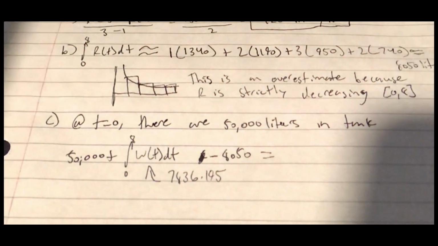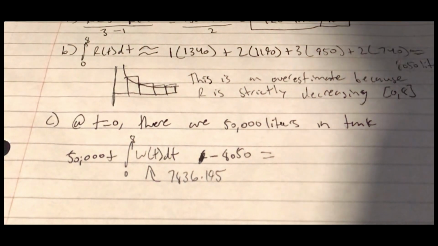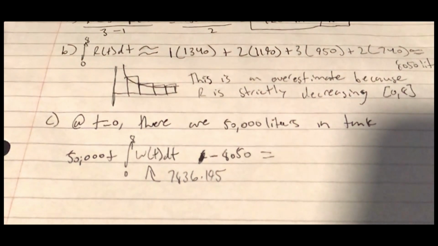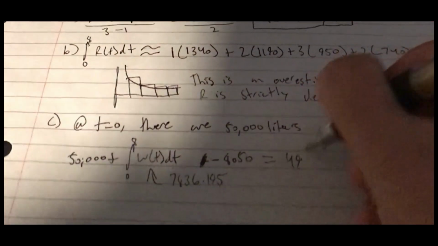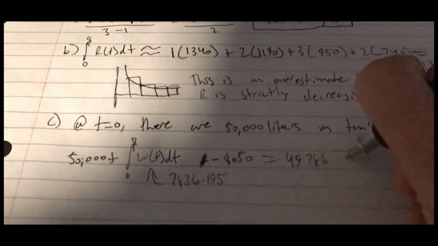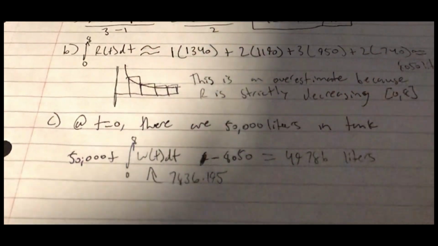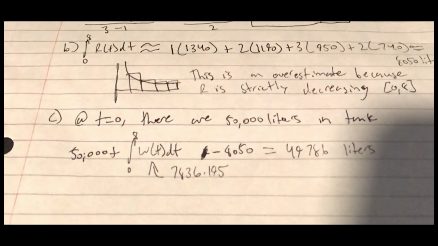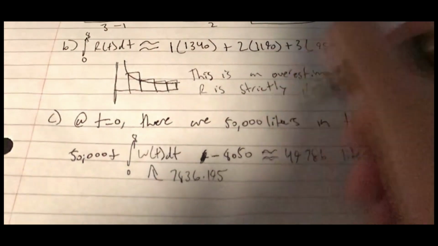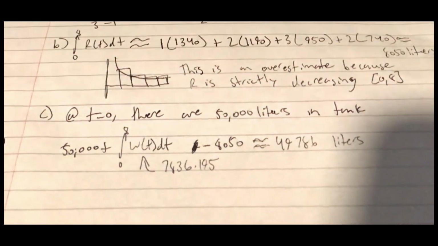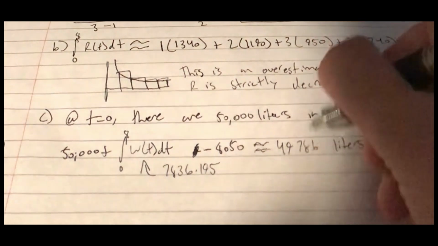49,786. And what does it ask us to go to? It says to the nearest liter. So I got 49,786.19, so we're just going to go down to 49,786 liters. Should technically be an approximation sign. This pen is dying. Okay. Hopefully that part made sense.